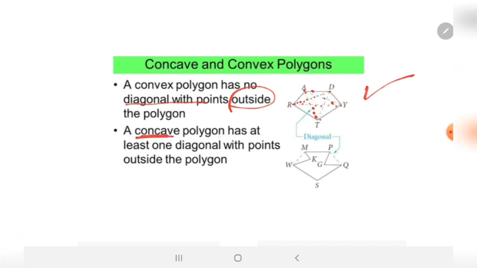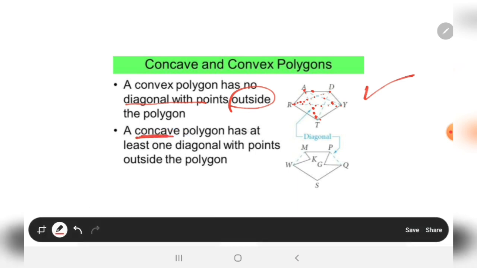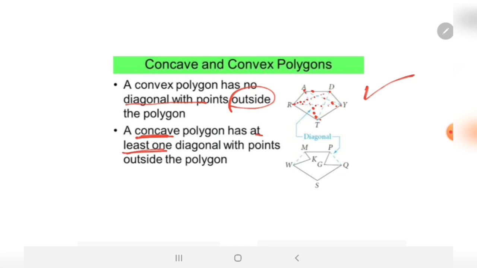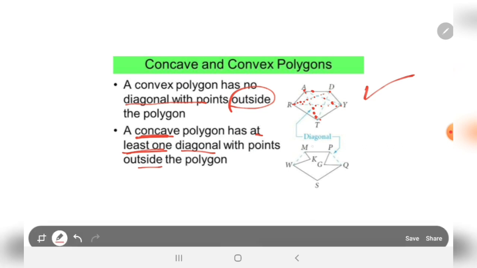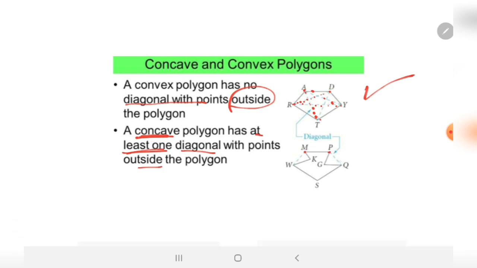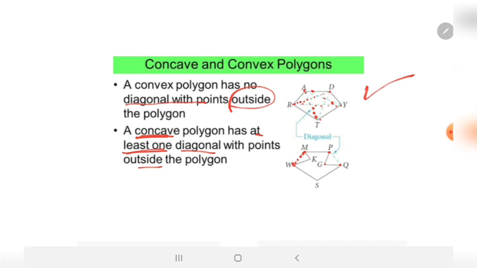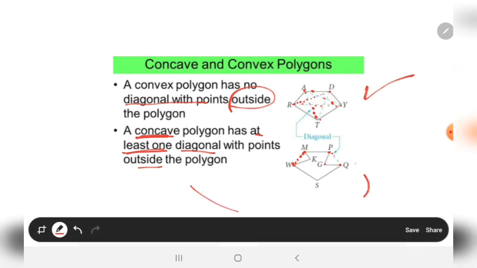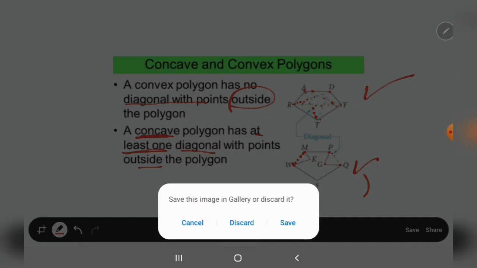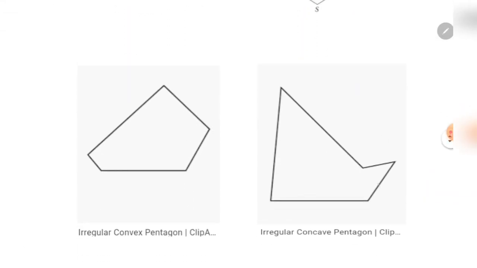But in concave, at least one diagonal has points outside the polygon. So we have here the corners, and then we can connect the corners, and that is a diagonal. That means that this figure is a concave figure.